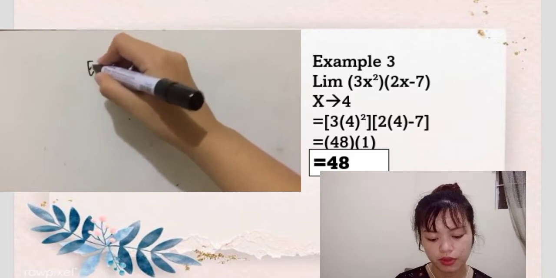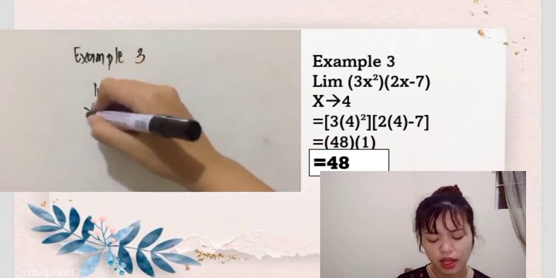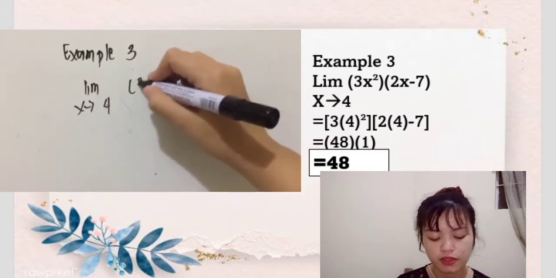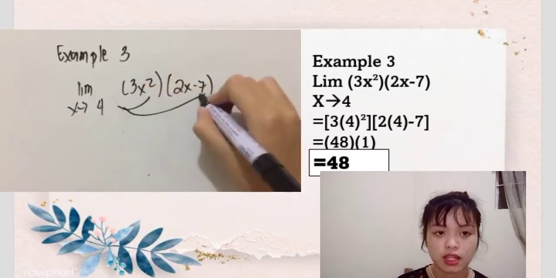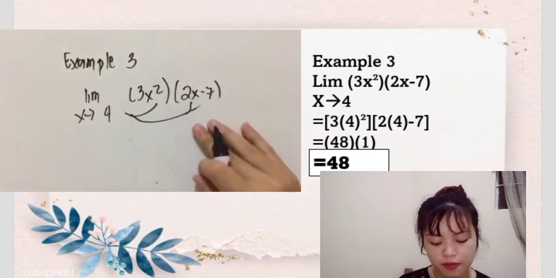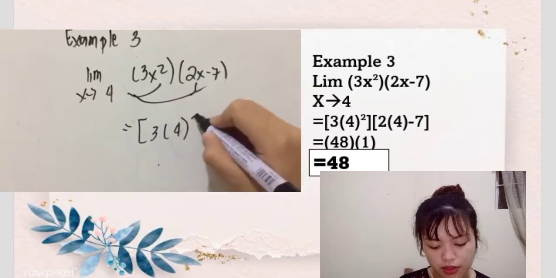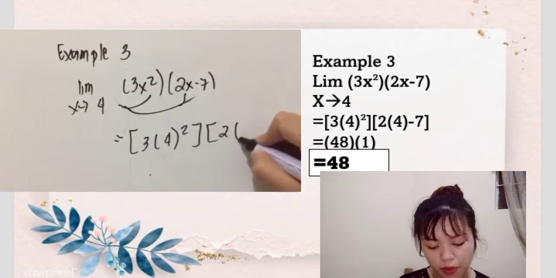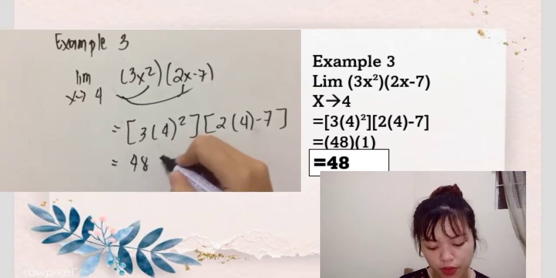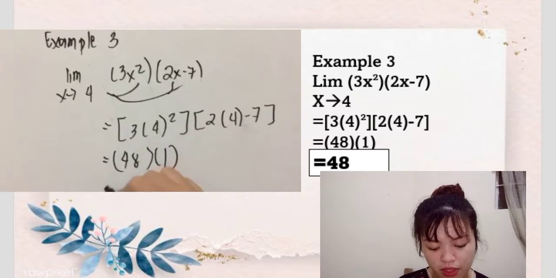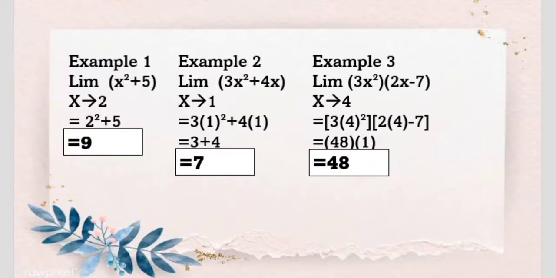So, next, example number 3. Let's say, limit as x approaches 4. Ang given natin ay 3x squared and 2x minus 7. So, yun, substitute na natin siya lagi sa pinaka-x natin. So, let's say, 4 squared, 2 times 4 minus 7. Pag kinompute mo yan, 48 na ang lalabas. At sa kabila naman ay 1 ang lalabas. Bali, ang sagot natin ay 48.